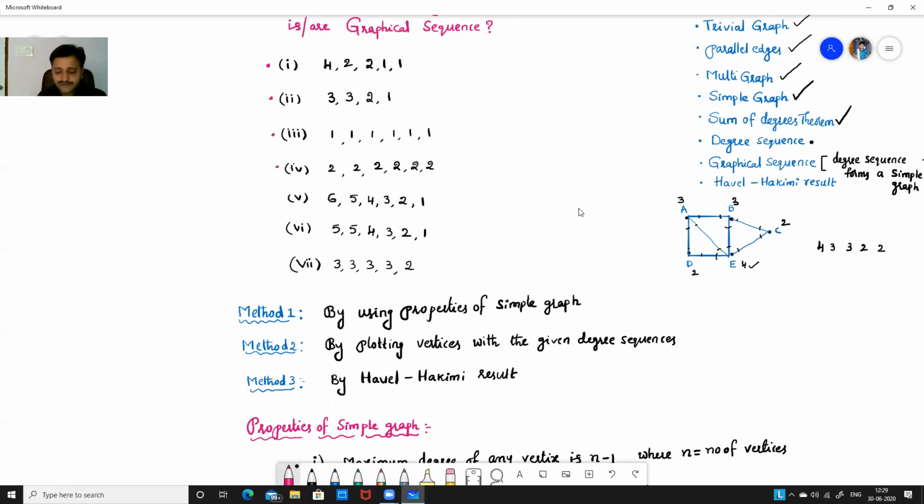Now, an interesting point, listen. Total how many vertices do we have? 6 vertices. And in a 6 vertices graph, the maximum degree of any vertex must be 6 minus 1, that is 5. But what do we have? 6. Therefore, it is not forming a simple graph. Is it clear, everybody? By using this property, I eliminated that option.